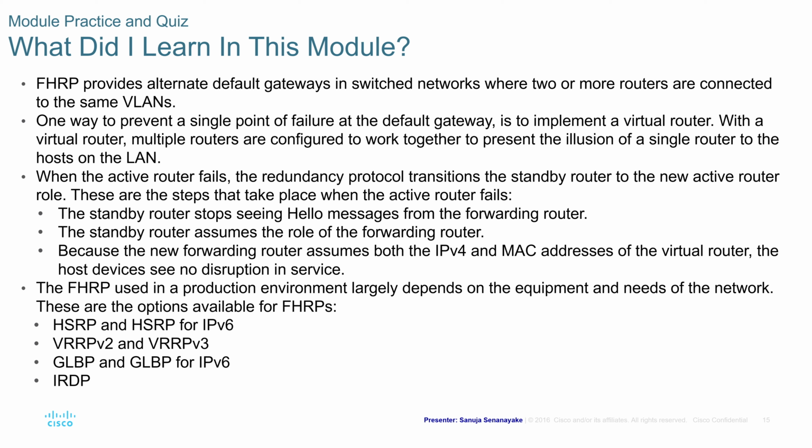The FHRP used in a production environment largely depends on equipment and the needs of the network. These are the options that are available: HSRP, which includes HSRP for IPv6, VRRP version 2 and VRRP version 3, which I will cover in a separate lecture, and GLBP and GLBP for IPv6, which I will also cover in a separate lecture that is not associated with this lecture series. IRDP is also another option for FHRP implementation.